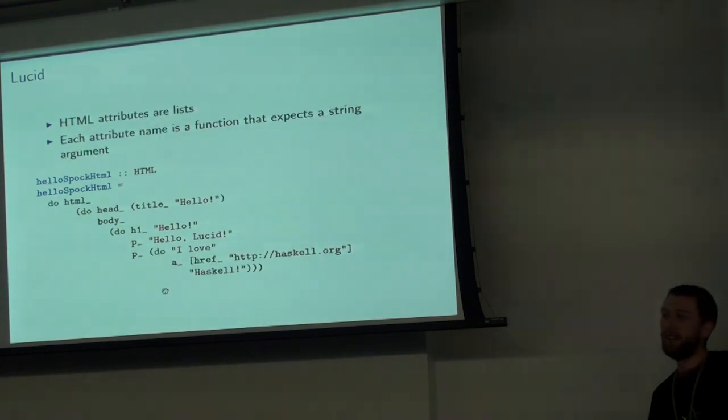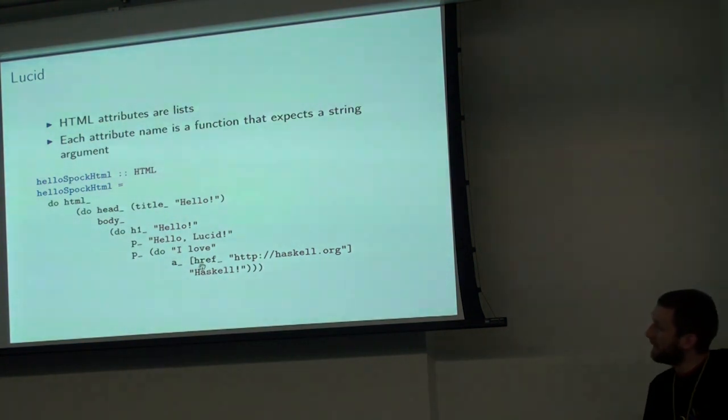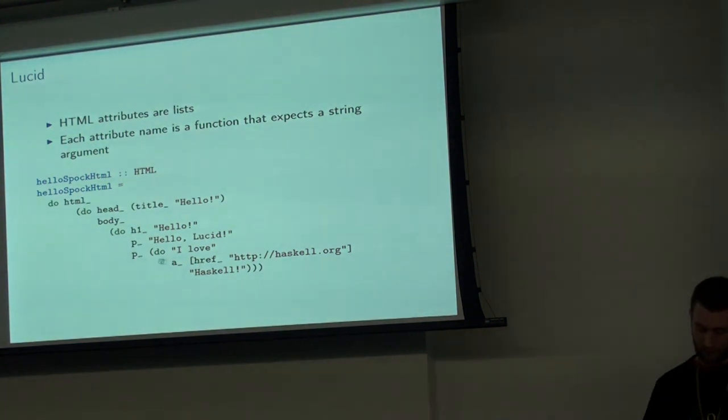And finally, to supply attributes to these HTML elements, we simply supply a list of pairs of the attributes and their values. So here I've got a link down here. It's an a tag, and I specified that the href attribute is going to be Haskell.org, and the contents of the a tag is the text Haskell.